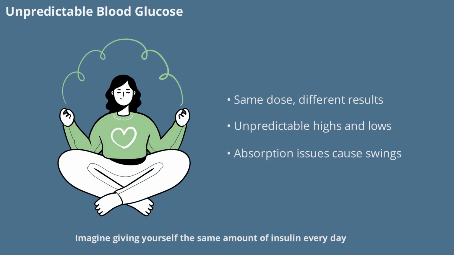Imagine giving yourself the same amount of insulin every day, but your blood sugar readings are all over the place. That's what can happen if insulin isn't absorbed consistently due to lipohypertrophy. You might see unexpected highs or lows, making it harder to keep your diabetes under control. This unpredictability can be frustrating, but understanding the cause is the first step to fixing it.